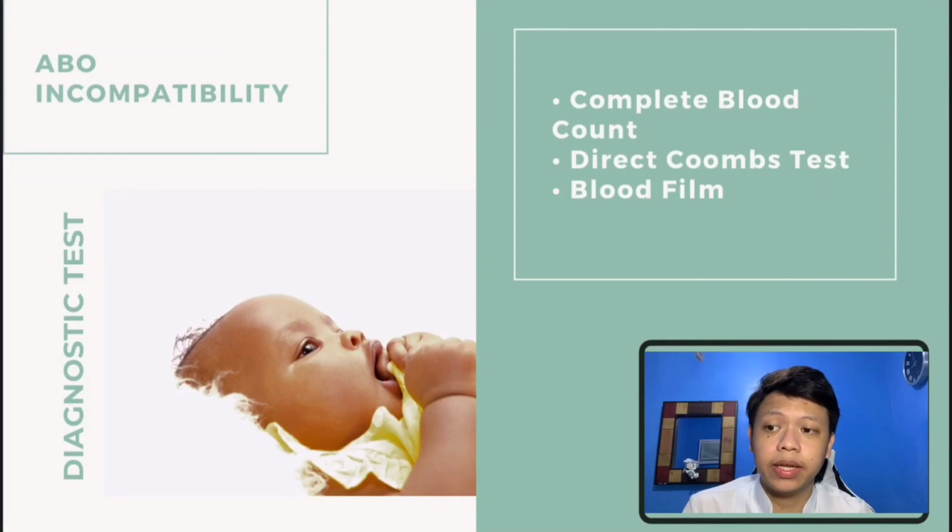And diagnostic tests, first is CBC, or the complete blood count. It is a group of tests that evaluates the cell components of the blood. Then second is the Coombs test, a test done to find antibodies that are attached to the RBCs. And lastly is blood film, also called the peripheral blood smear. This is done to determine the presence of spherocytes in the blood.